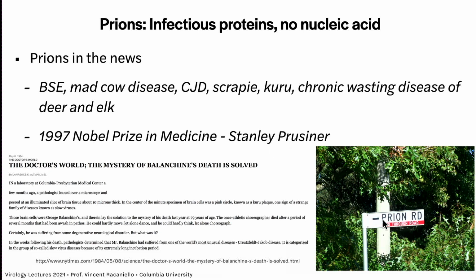I love this sign. Wouldn't you love to live on Prion Road? It is not a through road, as you can see. Here's an article from the New York Times. In 1984, George Balanchine died of Creutzfeldt-Jakob disease, a very famous ballet dancer and, of course, a choreographer later in his career, New York City Ballet head. And at one point, he couldn't walk anymore and slowly lost all his function and died. And he had Creutzfeldt-Jakob, a prion disease.